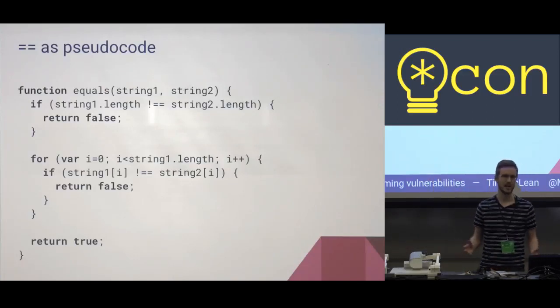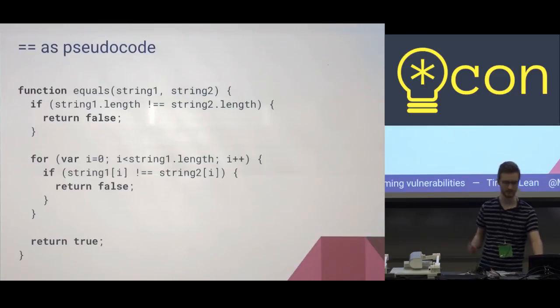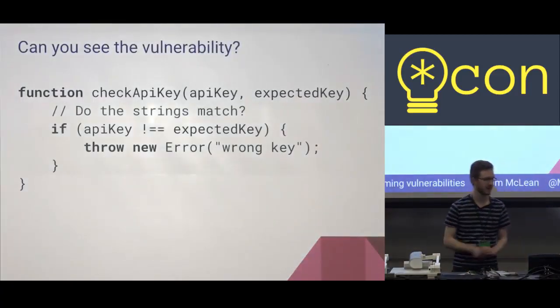So these differences in timing are actually very small, but you can measure them if you have the right techniques. You can measure them with a very precise timer. So that's what we're going to be talking about today. Okay, so that finishes our detour. Now, back to our example code.